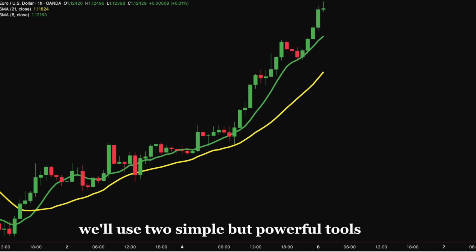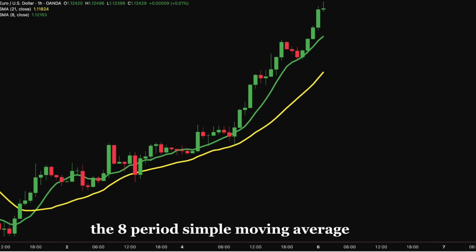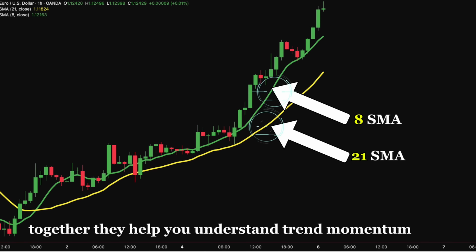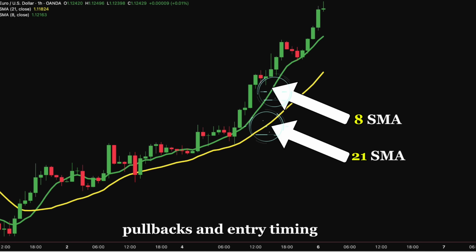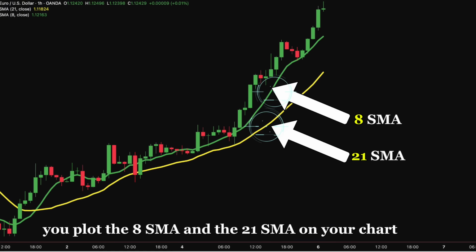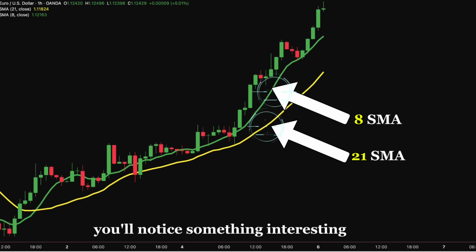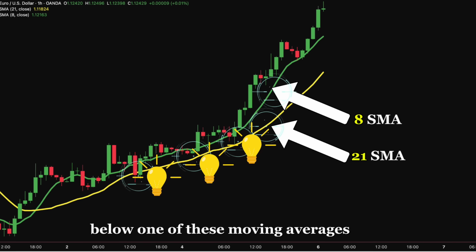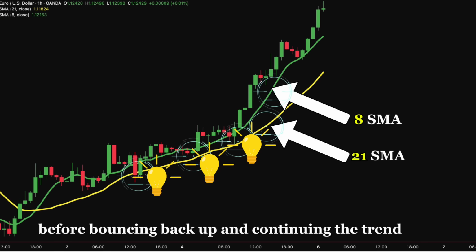In this strategy, we'll use two simple but powerful tools, the 8-period simple moving average and the 21-period simple moving average. Together, they help you understand trend momentum, pullbacks, and entry timing. Let's say the market is trending up. You plot the 8 SMA and the 21 SMA on your chart. You'll notice something interesting. The 8 SMA stays closer to price. The 21 SMA trails just below it, forming a dynamic support zone. During pullbacks, price often returns to touch or slightly dip below one of these moving averages, especially the 21 SMA, before bouncing back up and continuing the trend.